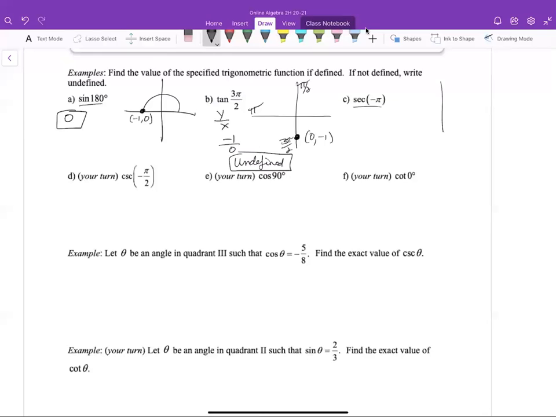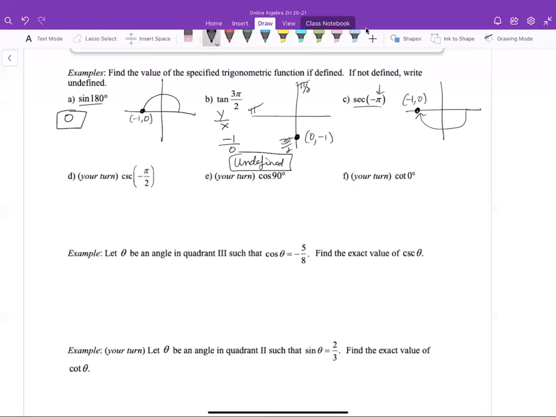Secant of -pi. So -pi, I'm going to go to the negative, which is clockwise. An angle of pi, so that is in radians. Pi is the same as 180 degrees, so it's located on the negative x-axis. That point, you're going to assume has a -1 for x and 0 for y.